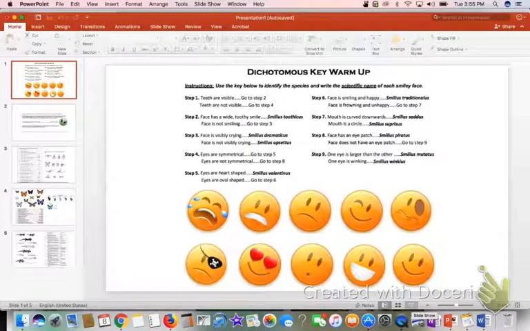Today I want to introduce you to a new term called dichotomous keys. If we look at the prefix "di," that means two. Dichotomous means two options or two choices. So each time we use a dichotomous key, we are trying to eliminate a choice.